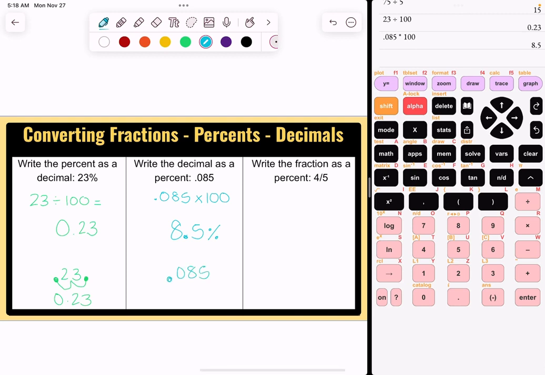So here's our decimal right now. 2 places to the right, 1, 2, right here. We would have 8.5, which we don't really need the 0, so it would just be 8.5, which is what we got.